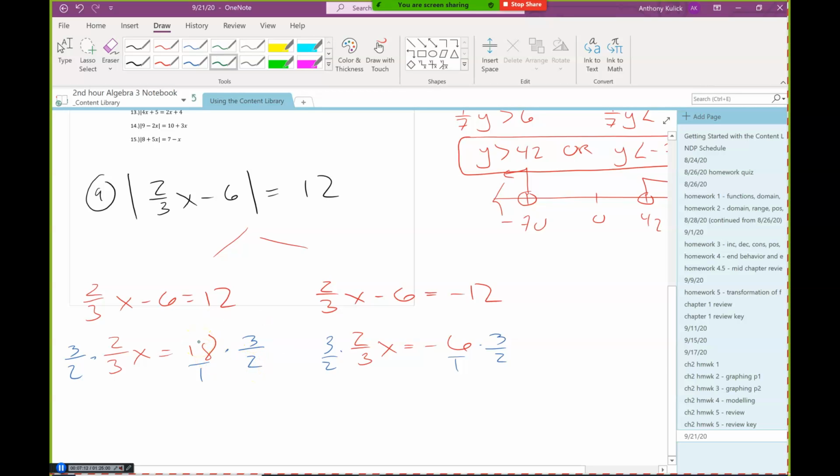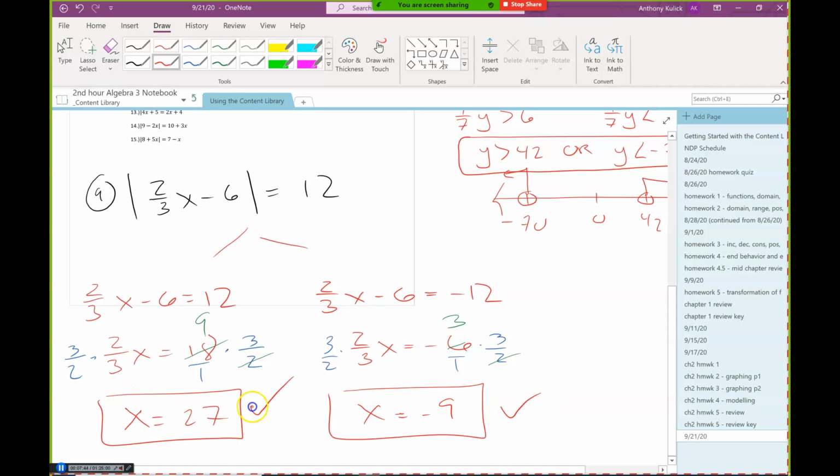So to multiply 2 fractions, Ben, we multiply straight across. Or what I think would be easier would be to reduce first. So I noticed that 2 goes into 18, and 2 goes into negative 6. So we have x equals 9 times 3, and then x equals negative 3 times 3. And you check both of these answers, but both are going to work. Okay with that? Okay.